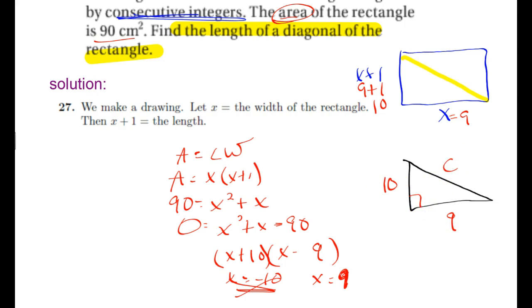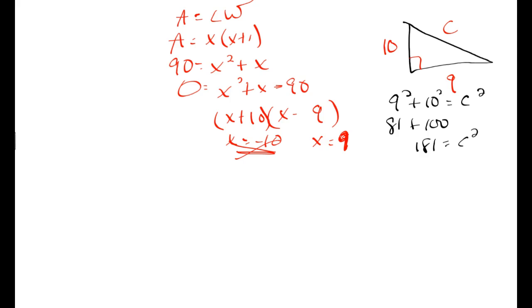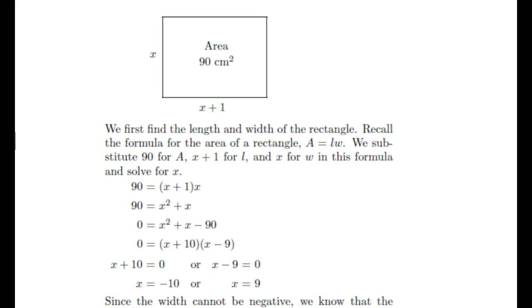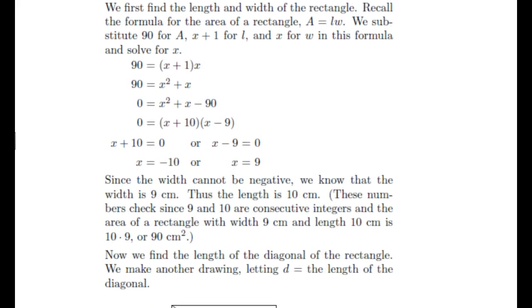So I'll go back to my Pythagorean theorem. So a couple formulas here. A squared plus b squared equals c squared. 81 plus 100 is 181, and I'll take the square root of 181. And I suppose it's somewhere around 13. I would use my calculator. Let's see if the author agrees.